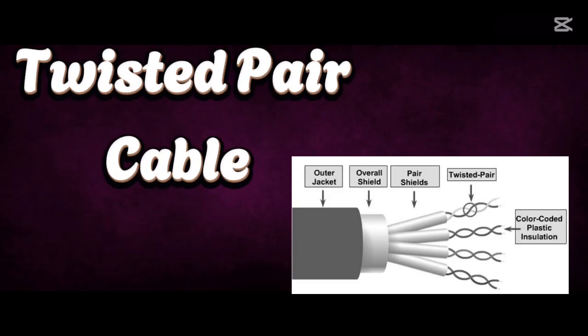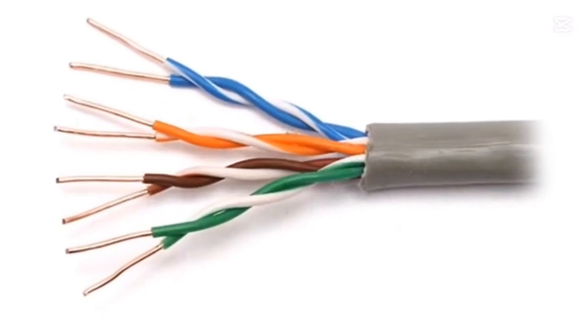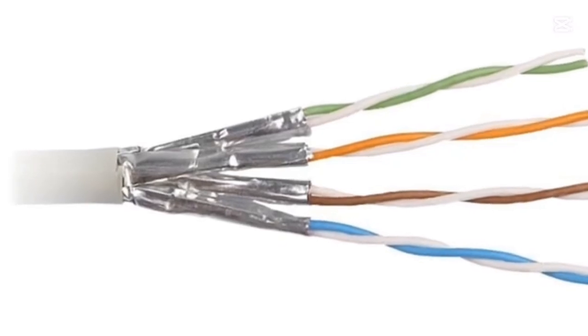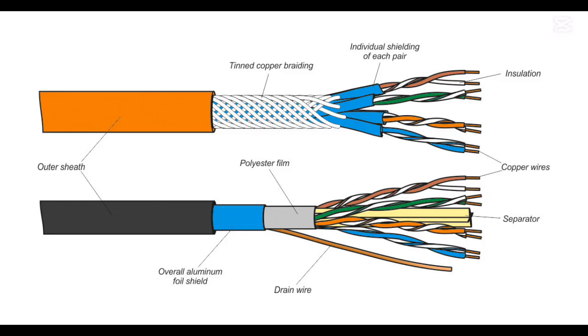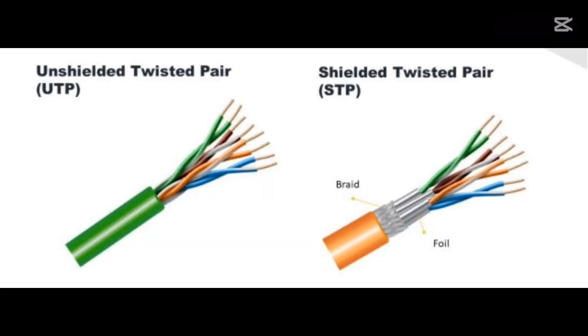First discuss twisted pair cable. Twisted pair cable is a common type of cable used in computer networks, particularly for Ethernet. It consists of two insulated copper wires twisted together, reducing electromagnetic interference and crosstalk, thus enabling reliable data transmission. There are two main types: shielded (STP) and unshielded (UTP).